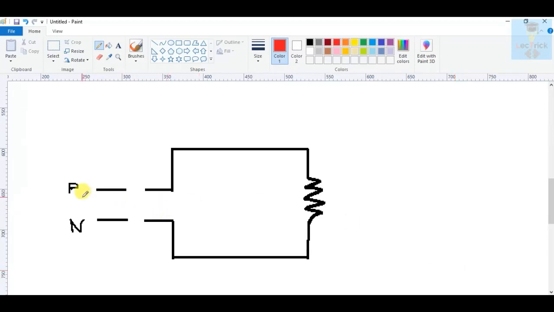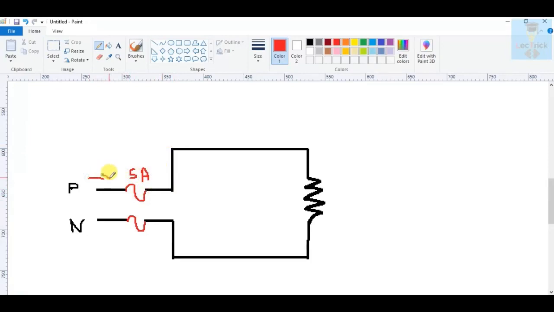Here you can see phase and neutral. This is one circuit, and whatever appliances you are going to connect are present here. Here a fuse is present, and for safety reasons we provided two; this is also a fuse and this is also a fuse. Let's say its rating is 5 amps. So the rating of the fuse is 5 amps. That means it can withstand 5 amperes of current flowing through it.